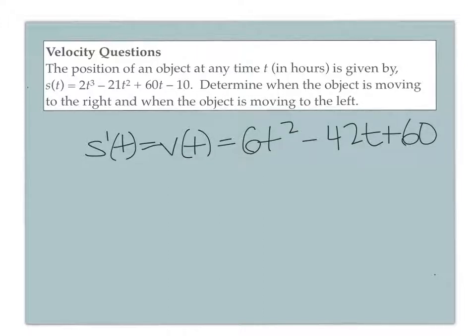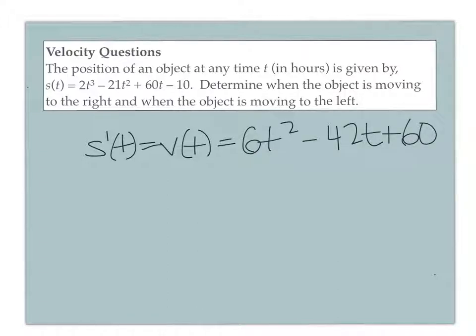Now, if I want to figure out when this is positive and when this is negative without graphing it, which you could do if you had a calculator, but let's imagine you didn't, how would I do it? How could I figure out when this is going to be positive and when this is going to be negative? Find the zeros. A lot of the time in these questions, you're going to end up finding the zeros.